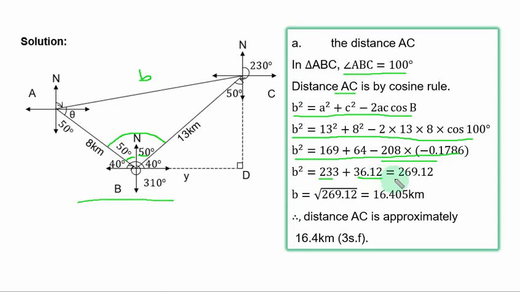After addition, you have 269.12. To get B, you take the square root of both sides. B is equal to this, and that is 16.405 kilometers. Therefore, distance AC is approximately 16.4 kilometers to 3 SF.